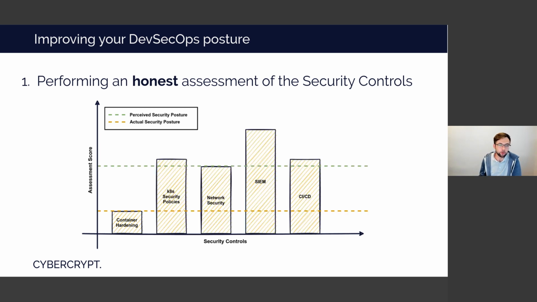So this results in a mismatch between what you think is your security posture on your security controls and what is your actual security posture. And this is the mismatch that we want to eliminate. So that's why it's important to be honest with yourself, and by including outsiders, you can help yourself be honest in your assessment.